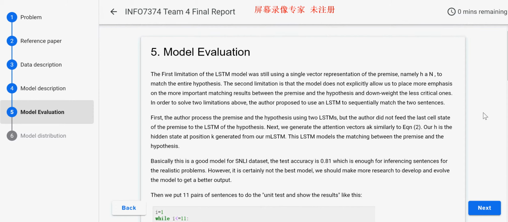The first limitation of the LSTM model was that it used a single vector representation of the premise, namely HN, to match the entire hypothesis. The second limitation is that the model does not explicitly allow us to place more emphasis on the more important matching results between the premise and the hypothesis and downweight the less critical ones. In order to solve the two limitations above, the author in the paper proposes to use attention-based LSTM to match these two sentences. So we just follow the author's ideas to handle our dataset.